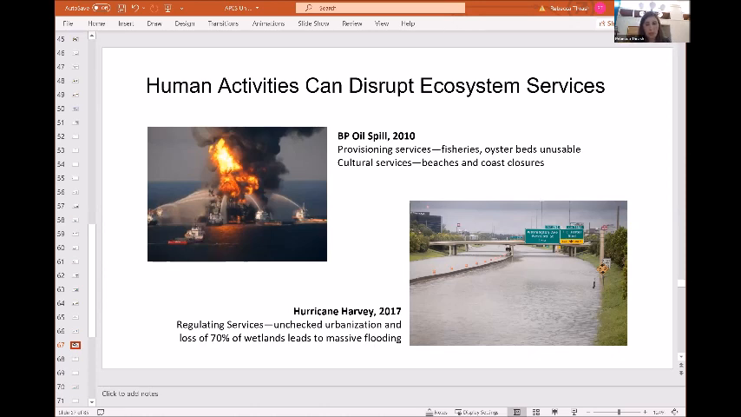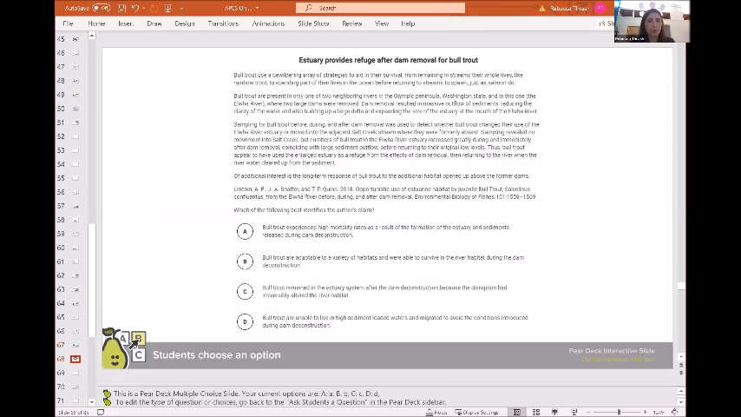Harvey, that hit Houston in 2017, completely flooded the city and destroyed property. And that's basically because of a loss of the wetlands around the area that used to absorb a lot of that rainfall and storm surge.